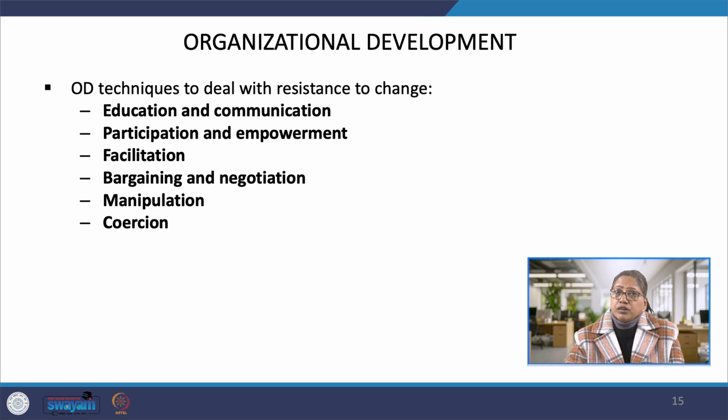Organizational development techniques or strategies deal with resistance to change through education and communication: inform workers about the change and how they will be affected. Participation and empowerment involve workers in the change process. Facilitation helps employees with the change. Through bargaining, negotiation, and manipulation, strategies like changing the situation to secure acceptance by force, like forcing workers to accept change.